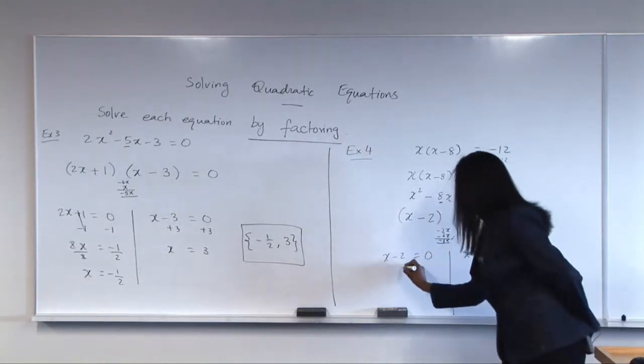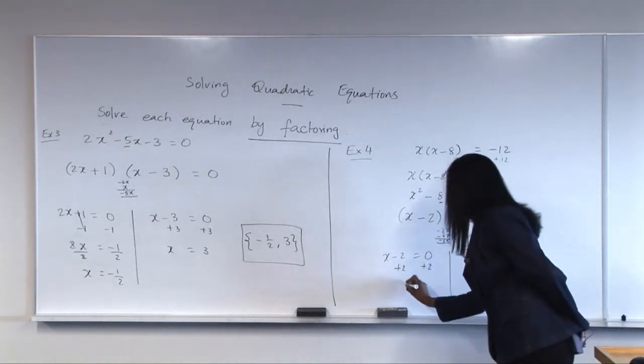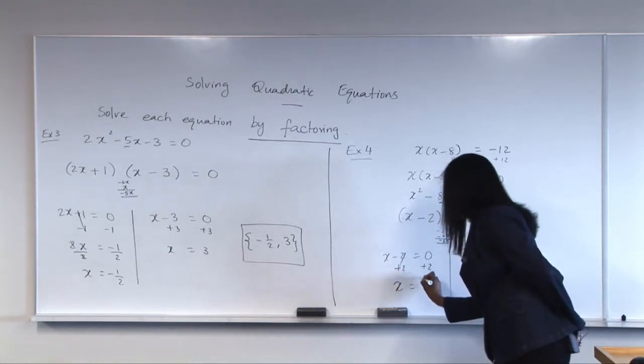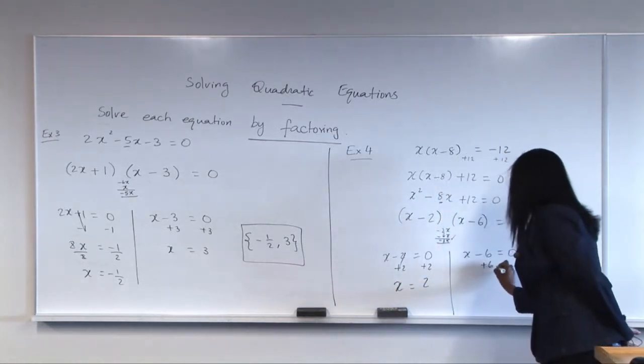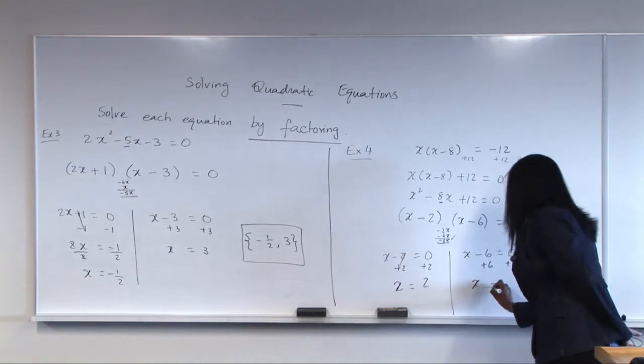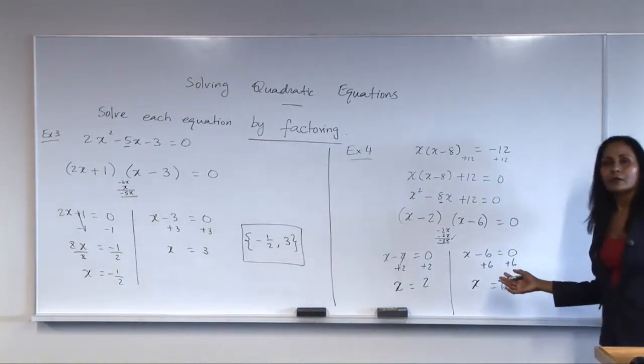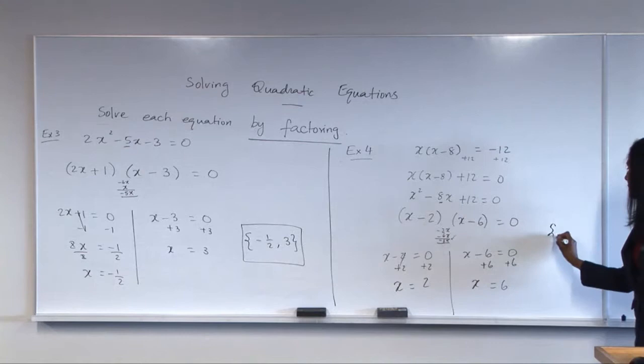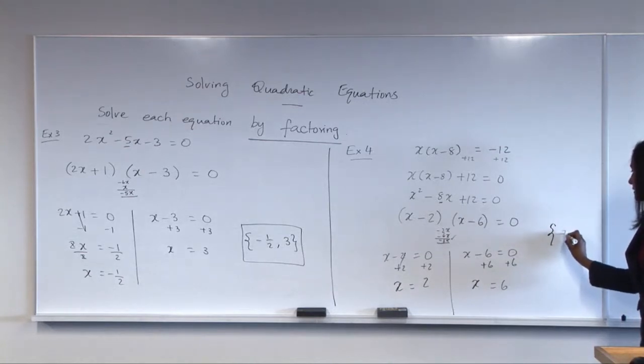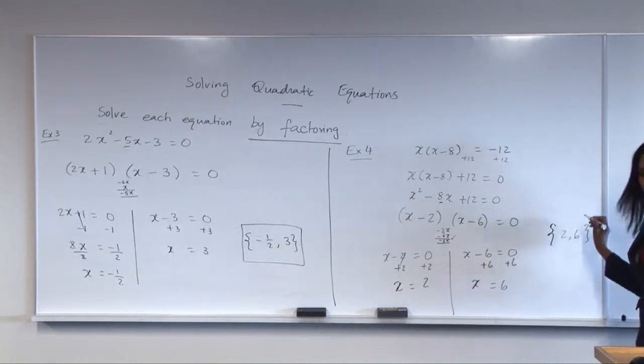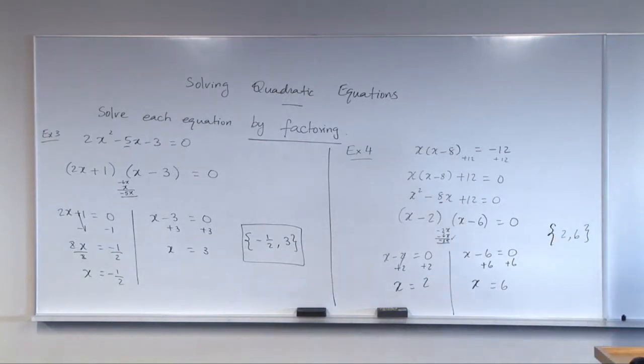Now we have to solve for x. Add 2 to both sides, so x is equal to 2. Add 6 to both sides, x is equal to 6. So the solutions for this problem are 2, 6. That's your answer.